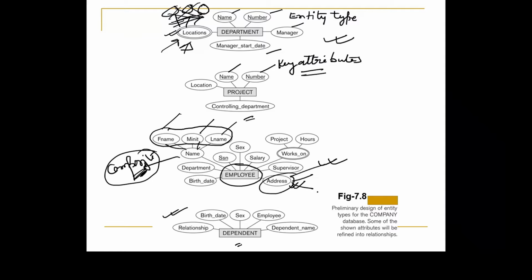Okay. Finally, we have the dependent entity type, which is having no key.